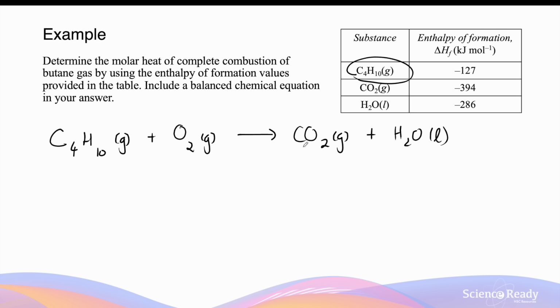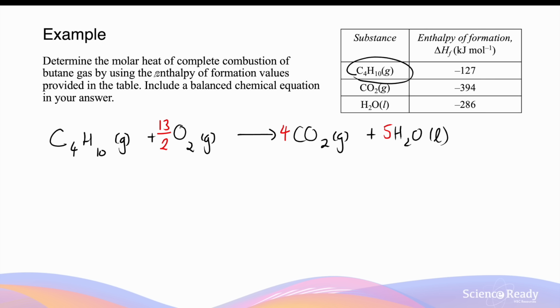Now we need to balance the elements, so we've got 4 carbons on the left side, so I should add a 4 in front of the CO2. We also have 10 hydrogens on the left side, so we need to add a 5 in front of the water molecules to balance the hydrogens. Lastly, the number of oxygens is still imbalanced. We have 4 times 2, which is 8. 8 plus 5 is 13, a total of 13 oxygens on the right side. So we should add 13 over 2 in front of the oxygen gas to balance the number of oxygens. This is the equation for the complete combustion of butane gas.